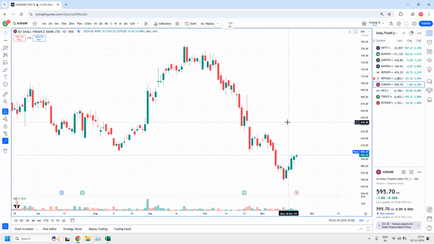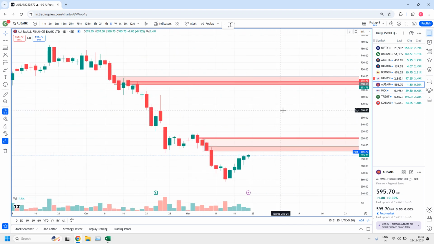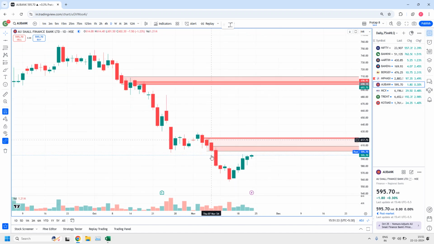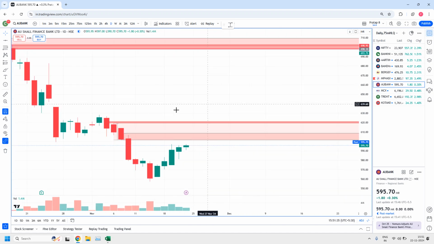Next one is AU Bank. This is a daily high liquidity supply zone. And this zone we already discussed. I think yesterday or the day before yesterday, maybe yesterday only, we discussed how to fine-tune this zone, the order flow.